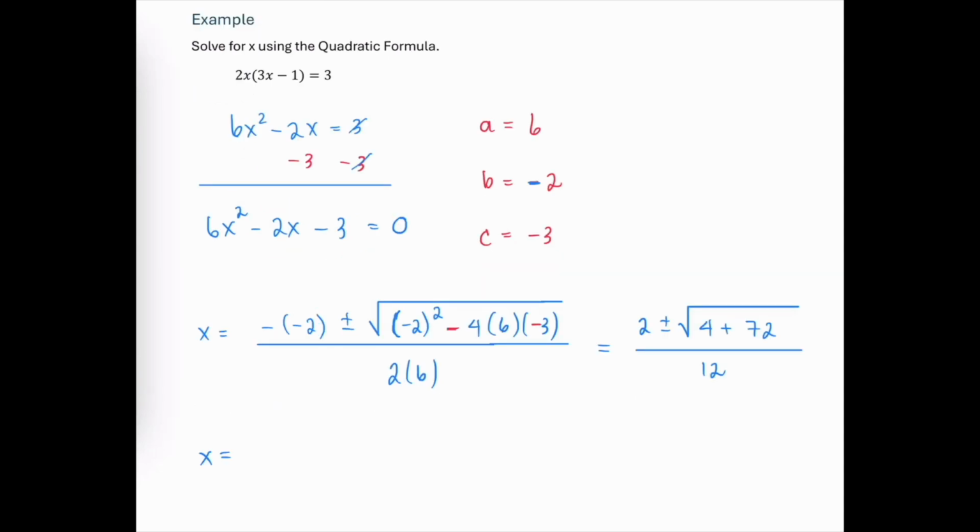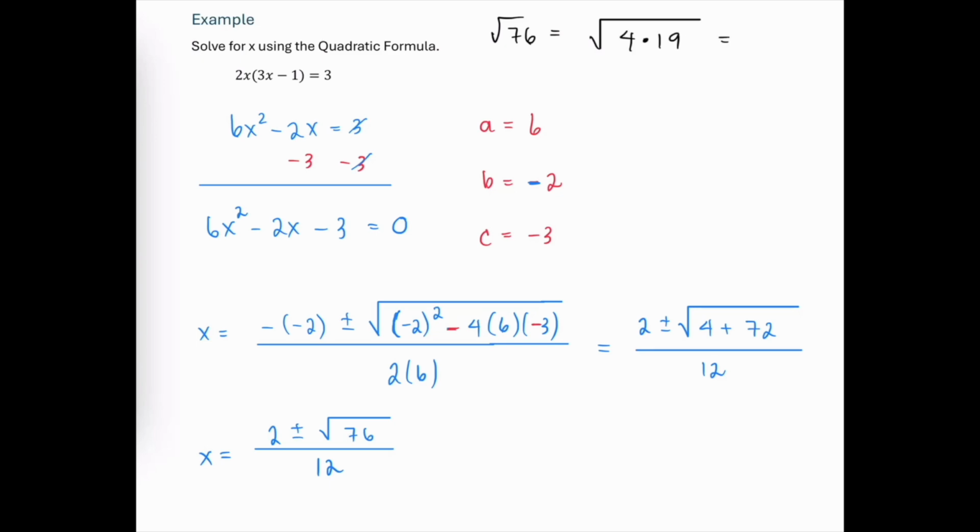So now we're continuing to simplify, and when we wrap around to the next line, let's anchor the left-hand side with an x is equal to. So we have 2 in the numerator, plus or minus the square root of 4 plus 72 is 76, all over 12. And let's take a moment to look at the square root of 76. 76 can be factored into the product of 4 times 19.